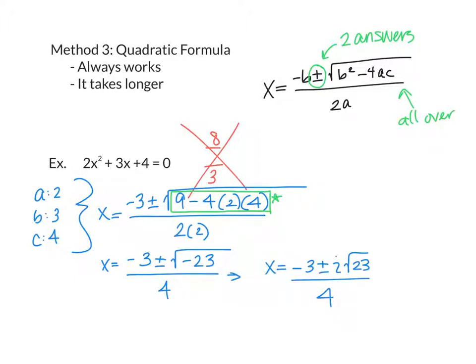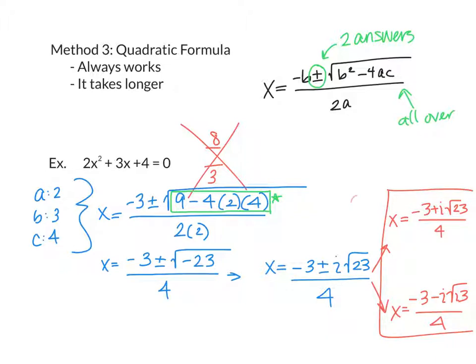The only other thing you need to see is that this is your final answer. It's just both answers written together. If I break that up into my two answers, it's going to give me x equals negative 3 plus i square root 23 over 4, and x equals negative 3 minus i square root 23 all over 4. And those are your two imaginary answers for this problem.